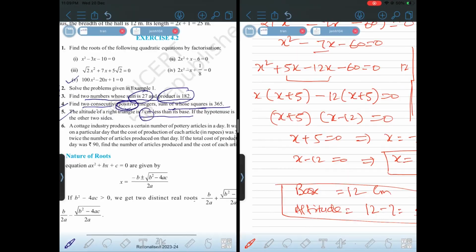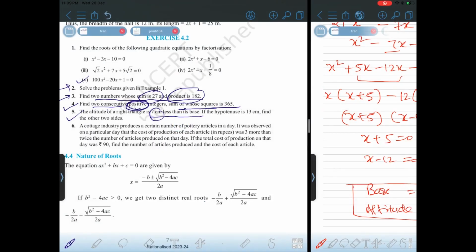Now the last question of this chapter is the sixth one, and that is a bit verbose. It has a lot of wordings over there. So let's read it carefully. A cottage industry produces a certain number of pottery articles a day. It was observed on a particular day that the cost of production of each article in rupees was three more than twice the number of articles produced on that day.